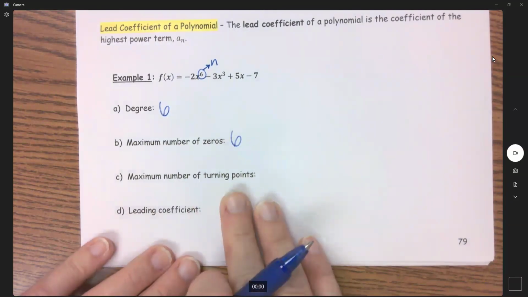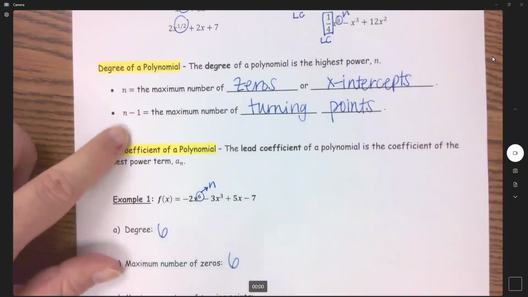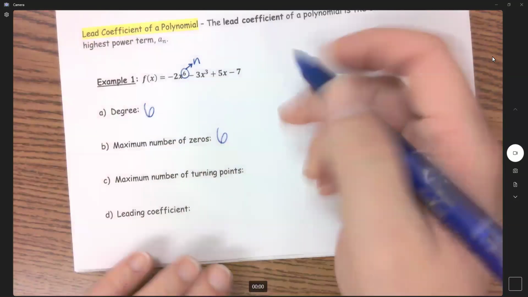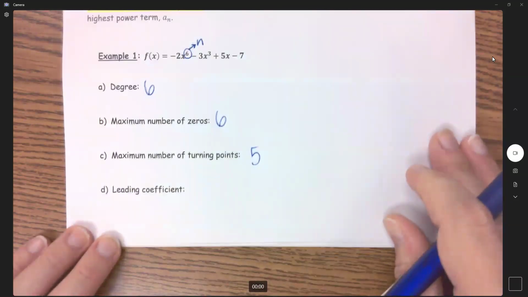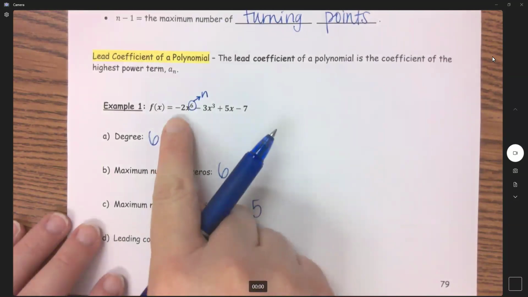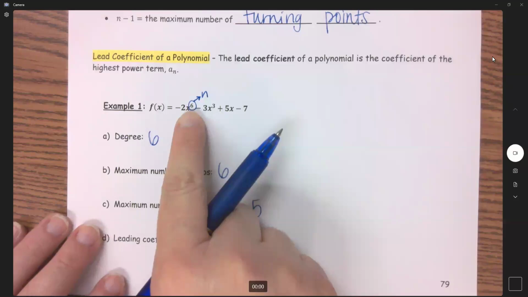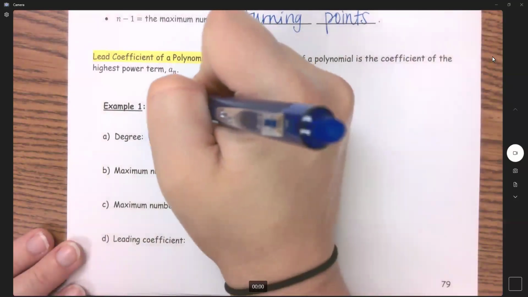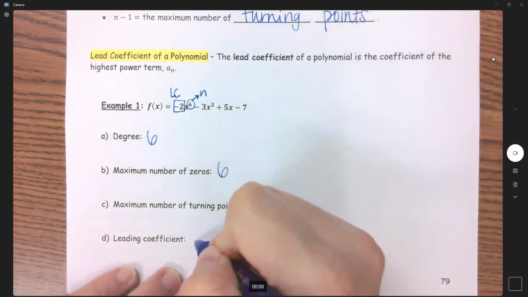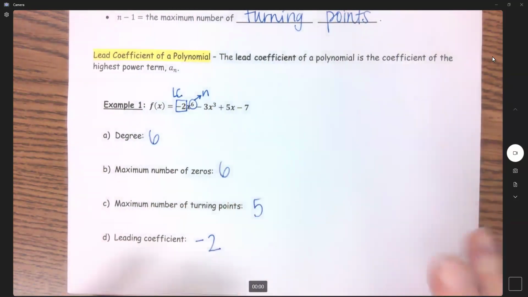What's the maximum number of turning points? My maximum number of turning points is my n minus 1. So if n is 6, 6 minus 1 gives me 5. And then what is my leading coefficient? My leading coefficient is whatever's in front of my highest degree. So this would be right here. This is my LC. So my leading coefficient here would be -2.